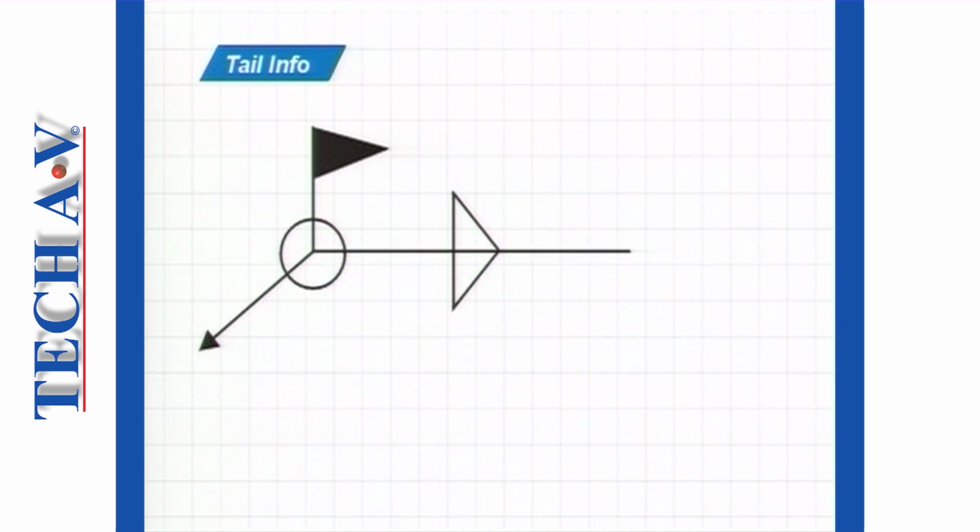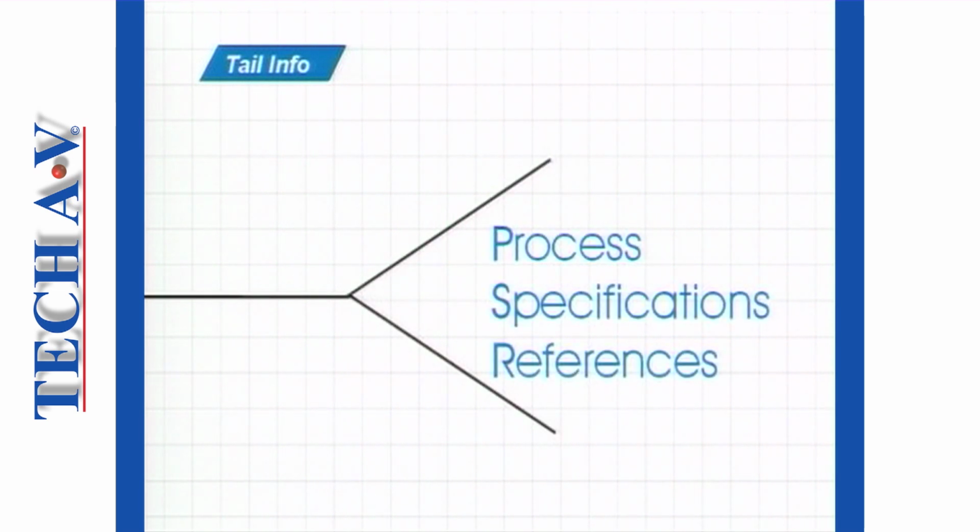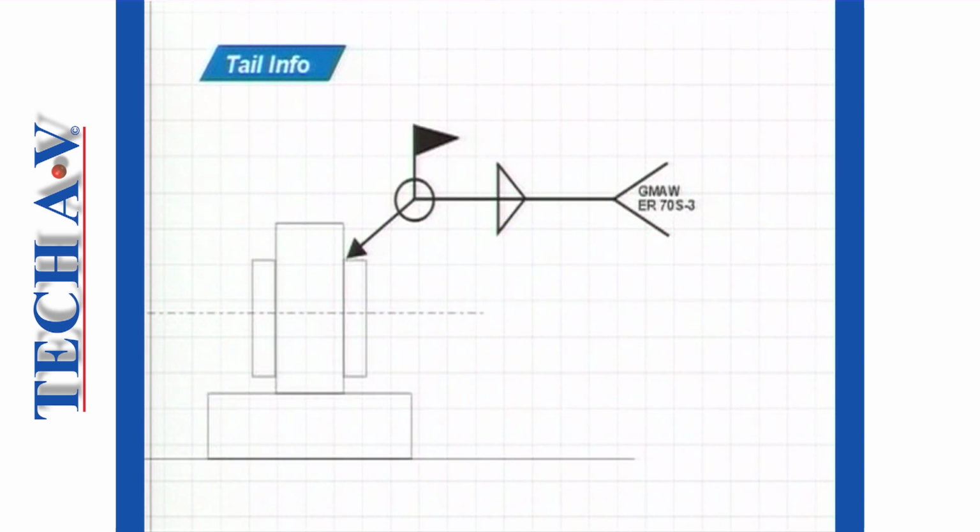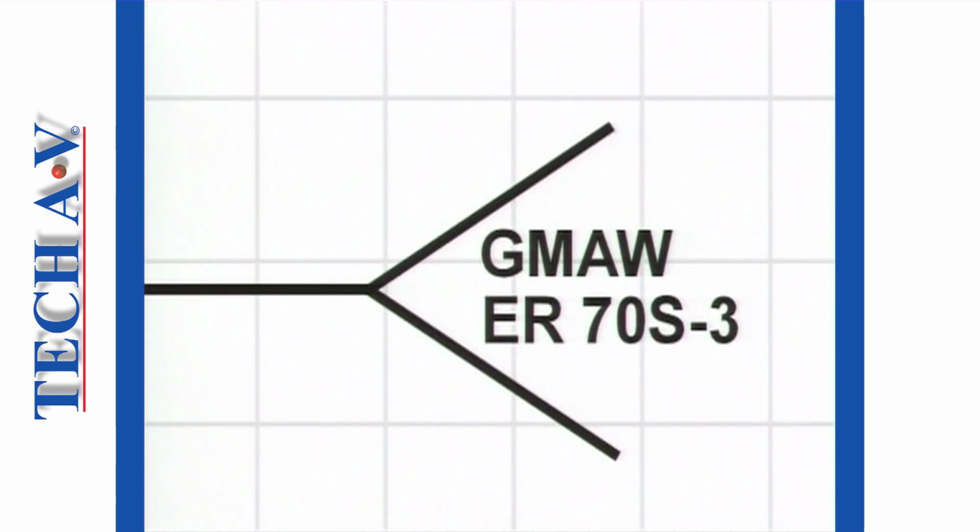The last element of the build-up is the tail of the symbol. A tail is used to place extra detail, such as welding process, any other specifications not included in the symbol, or reference as to where to locate more information considered important to the procedure. By way of example, it may be specified in the welding process specification that the GMAW process is to be used, and that the filler wire type is to be ER70S3.